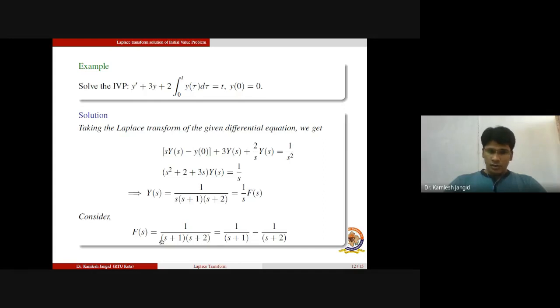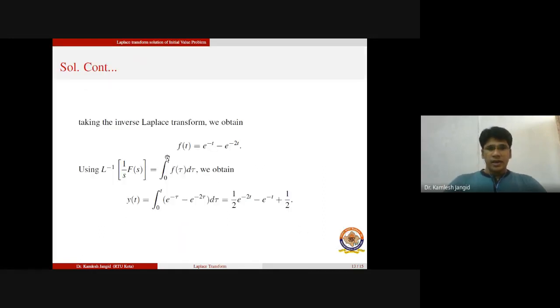Now by using partial fractions, we get these two linear factors: 1 upon s plus 1 minus 1 upon s plus 2. And we know the inverse Laplace transform of this relation, because 1 upon s plus 1 is the Laplace of e to the power minus t, and 1 upon s plus 2 is the Laplace of e to the power minus 2t. So the inverse Laplace transform of this term would be f(t) equals e to the power minus t minus e to the power minus 2t.